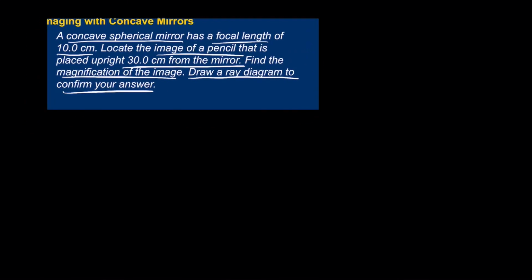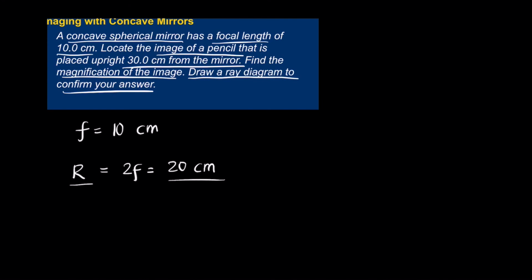So this is the problem that we have. The value that is given is the focal length. Focal length is 10 centimeters. So we know that R becomes 2F, which is 20 centimeters. This is the radius of the circle that you're going to draw on the paper.